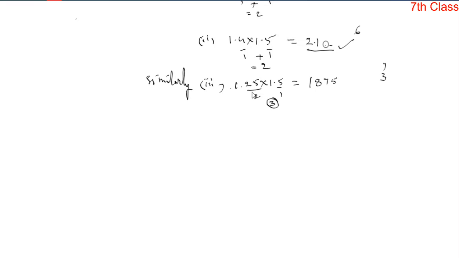Now, how many digits are there in the decimal part? 3. Now you count 3 digits from the right hand side. Why? Because here we are multiplying decimal numbers, not whole numbers. Now count 3 digits from the right hand side. 1, 2, 3. Immediately you put 1 decimal point. Therefore, 1.25 into 1.5 is equal to 1.875.